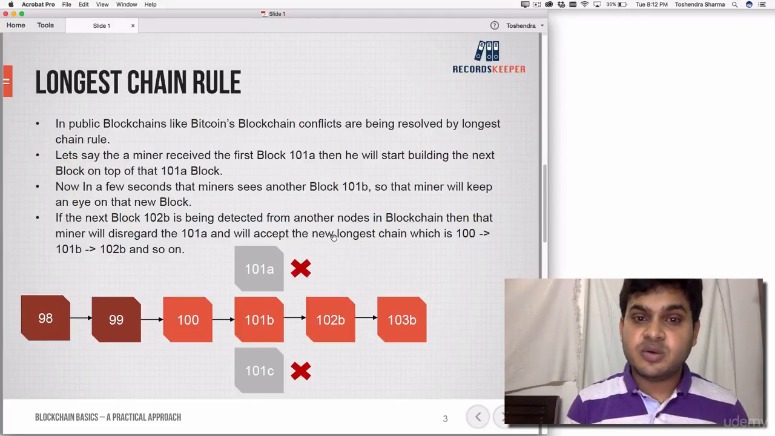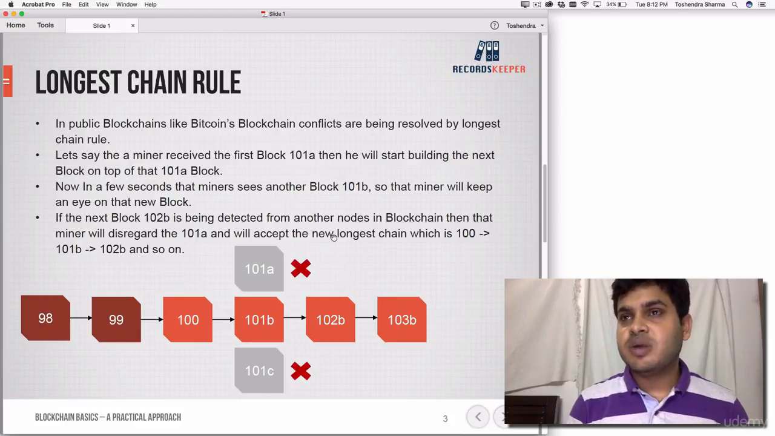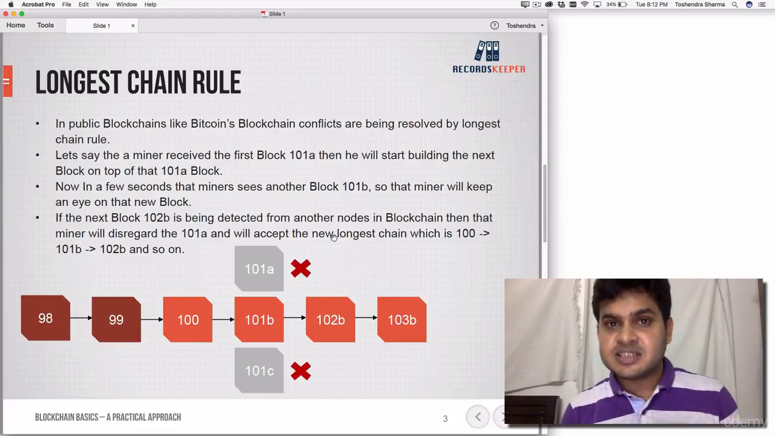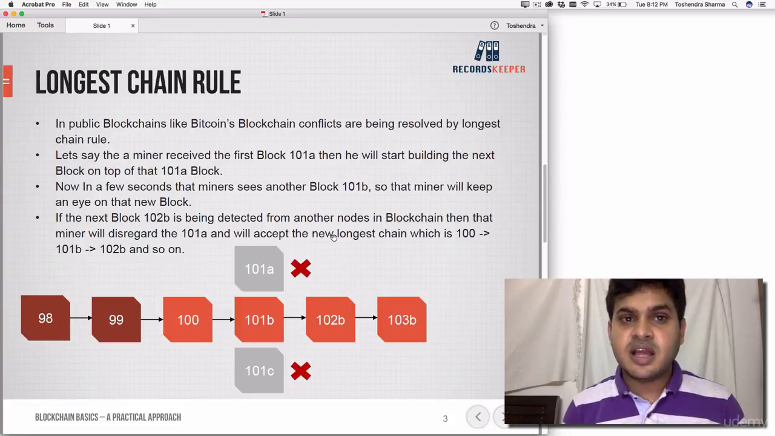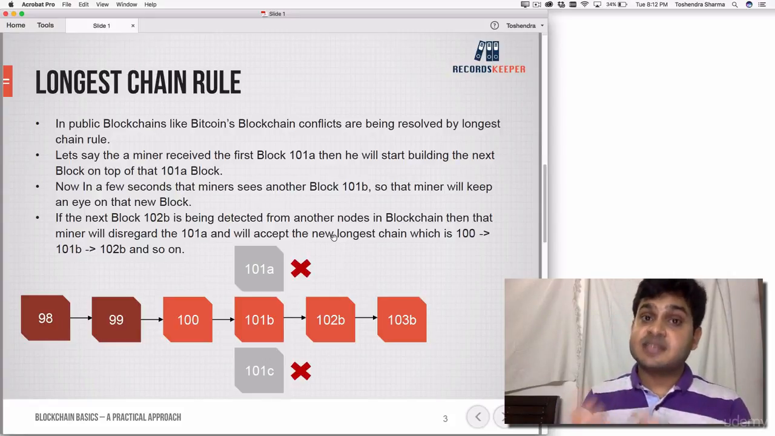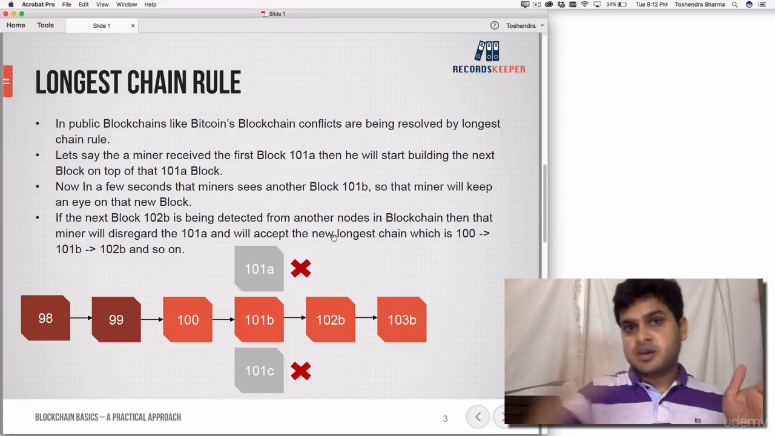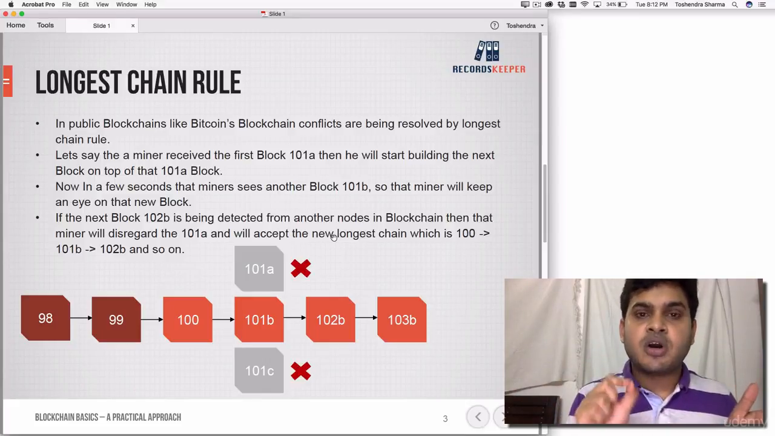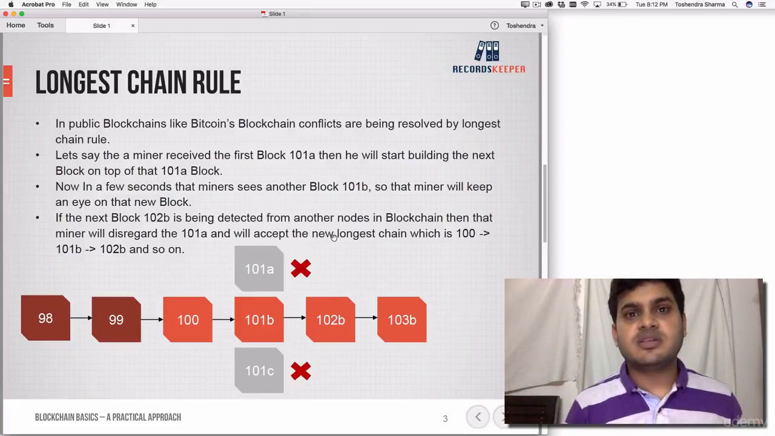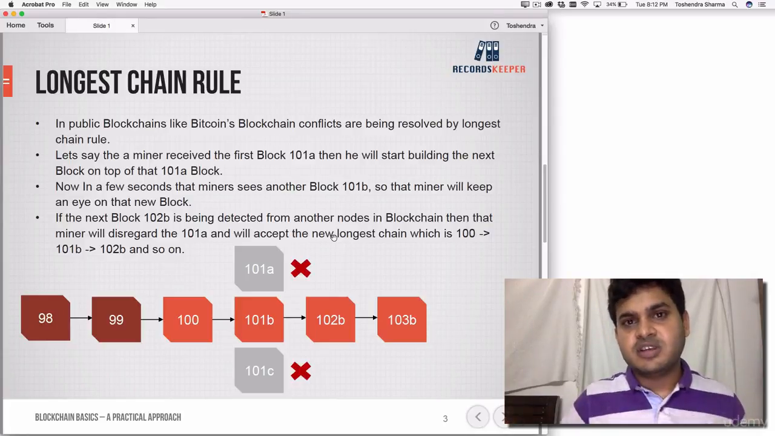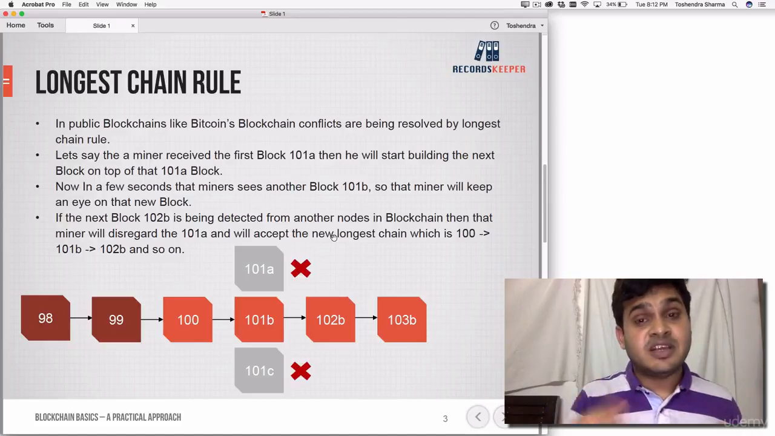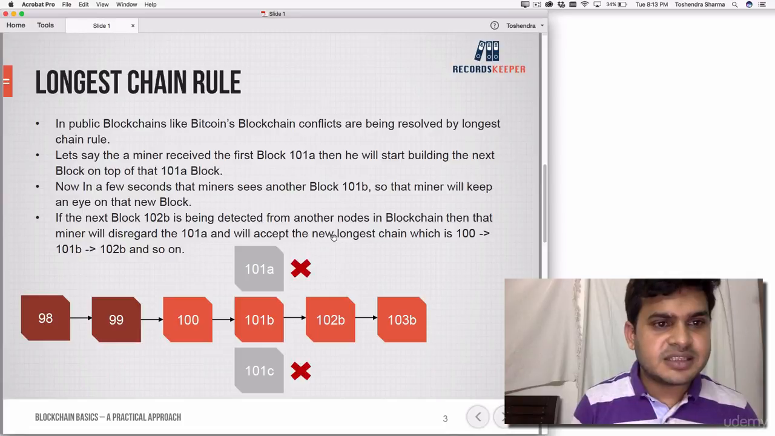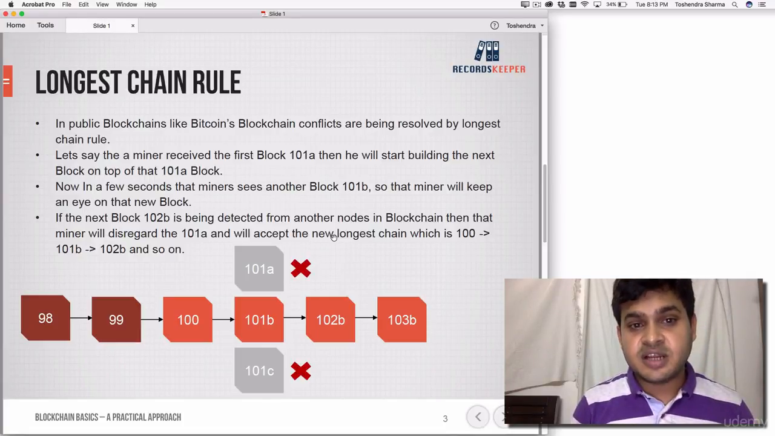That's where a security measure comes in. If a malicious miner or hacker alters block number 26, when the chain is at 100, that will not matter to the entire network, because they are following the longest chain. He would have to fake everything, which is very difficult. So in public blockchains like Bitcoin, conflicts are resolved by the longest chain rule.